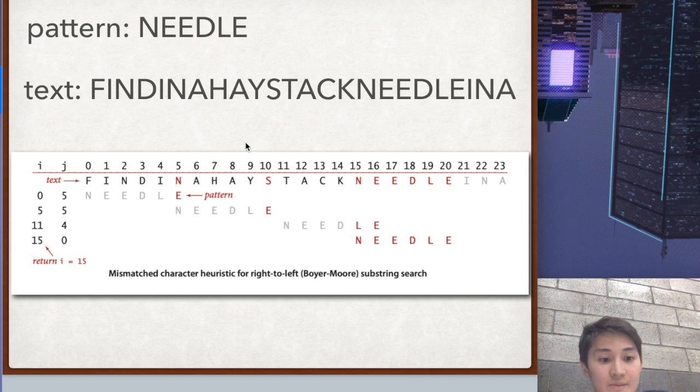Then we compare the rightmost E in the pattern with the S, the character at position 10 in the text. This is also a mismatch, but S does not appear in the pattern, so we can slide the pattern 6 positions to the right. We match the rightmost E in the pattern against the E at position 16 in the text. Then we find a mismatch and discover the N at position 15 and slide the pattern 5 positions to the right as at the beginning.